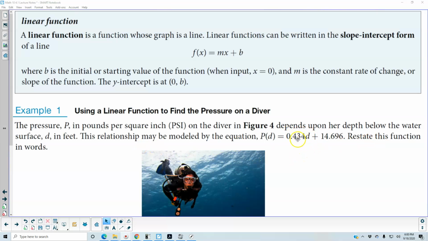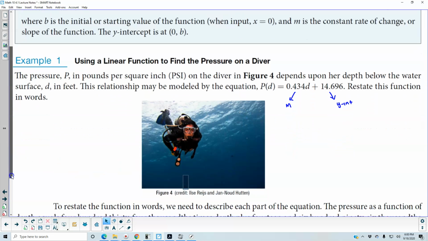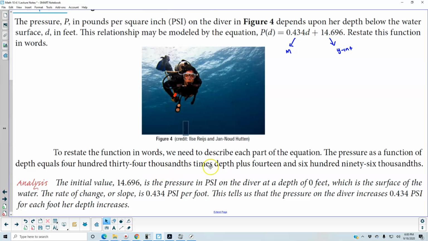We want to restate this function in words. Now recall, what is the slope of this equation? Well, we can see that this is going to represent the slope, and we can see that this is going to represent the y-intercept when the value of D is 0. Now, to restate the function in words, we need to describe each part of the equation. We can say that the pressure as a function of depth equals 434 thousandths times depth plus 14 and 696 thousandths. So basically what we did is we just repeated what this equation looks like in words.